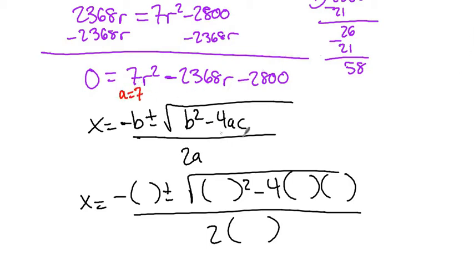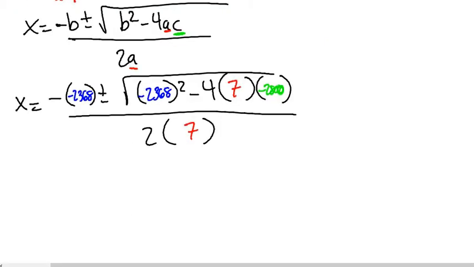So a is equal to 7, so the a goes here and here. B is going to be equal to this number, negative 2368, so that's going to go right here, and right here. And then finally we have c. C is equal to negative 2800. So we have that right there. And now we'll plug this into a calculator. Let's see if we can simplify this a little bit more first. Negative 2368 would be positive 2368, plus or minus.